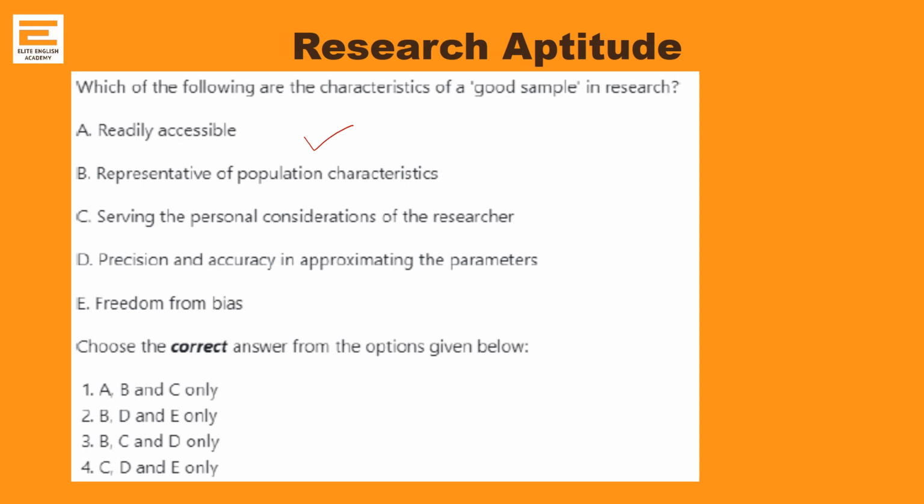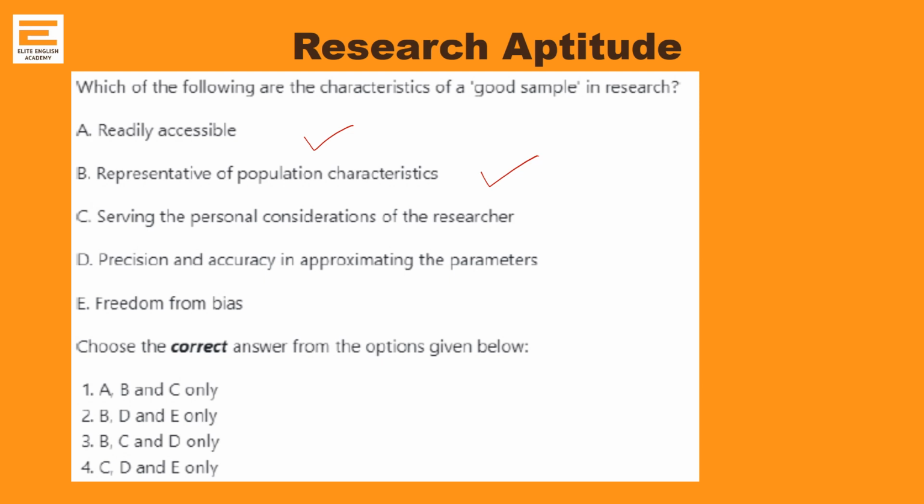Representative population characteristics. A good sampling will disclose or will represent the true attitude of the people. For example, if you take a survey on election result, who will win the next election. So if your research and your sampling reflect the true attitude of the people. For example, if you say candidate A will win, if the candidate A wins, that is the right representative population characteristic. But if you say A will win, but B wins, then definitely that is not the right sampling. So it should be representative population characteristics, of course.